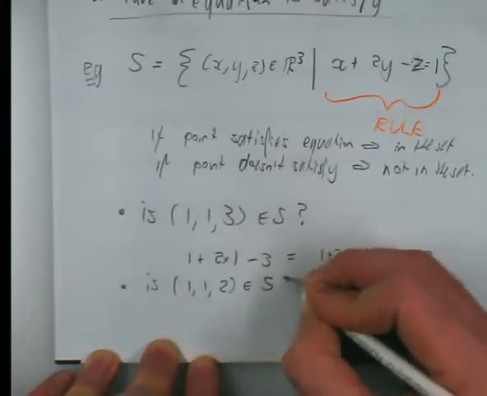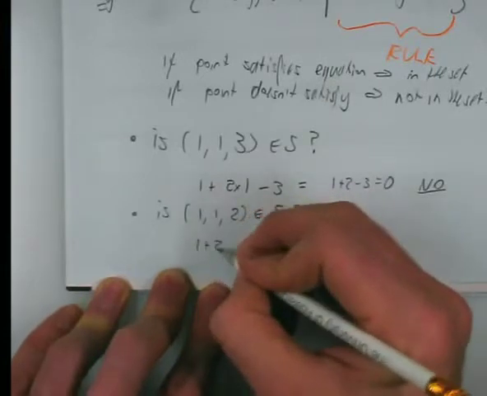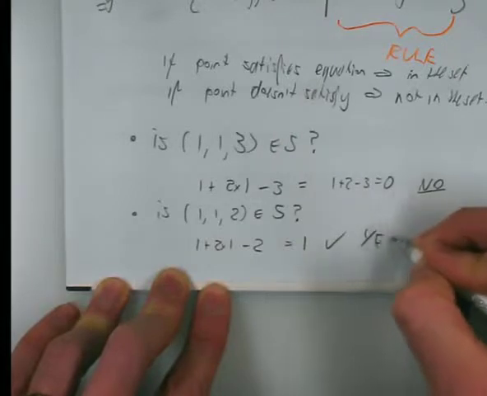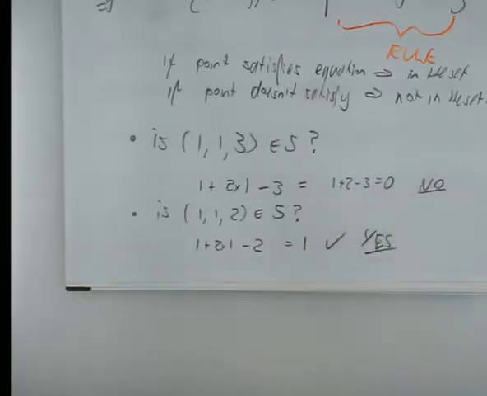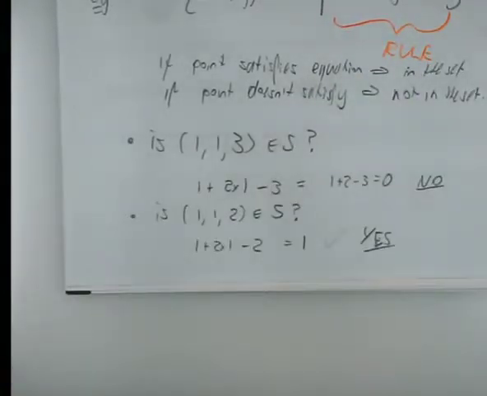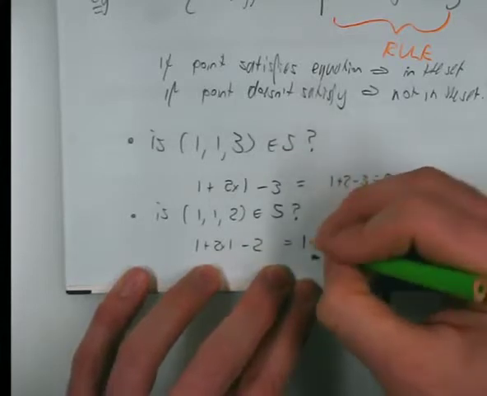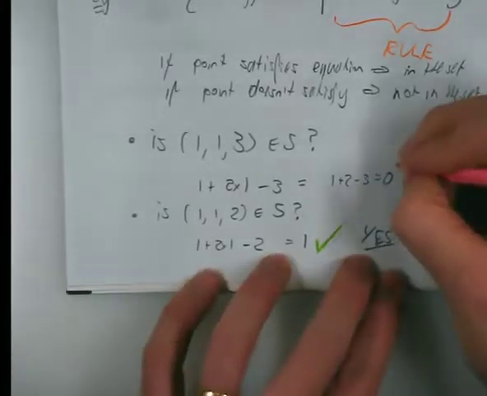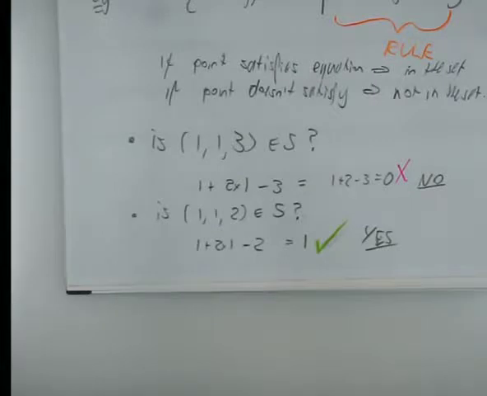Is (1, 1, 2) in the set? Well, let's see. 1 plus 2 times 1 minus 2 is in fact equal to 1, so yes, it is in the set. That's a tick, by the way. Let us make it look more like a tick by drawing it in green, just to make it even more like kindy. All right. So it's really easy to tell if points are in this set because I just sub it into the equation, and if it works, it's in, and if it doesn't, it's not.